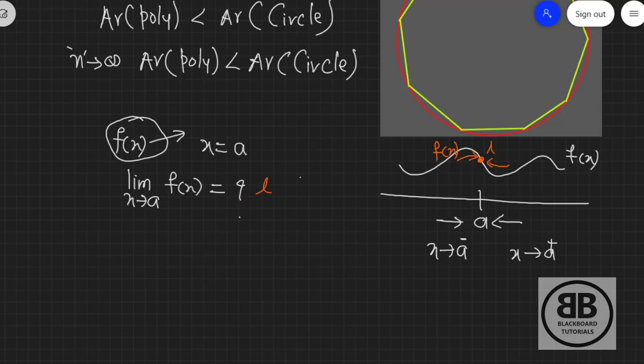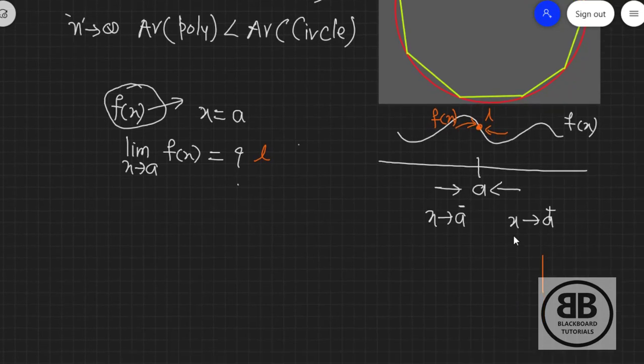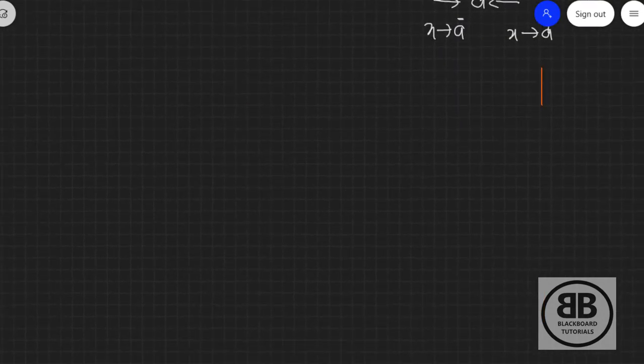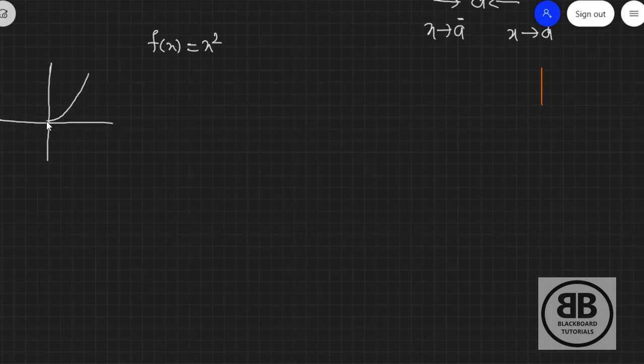Again, we know a very famous example of a function. Suppose f of x is equal to x square, that is the square function. We know the graph of the square function is like this. So this is the function f of x is equal to x square. And suppose you are asked to find the limit of this function at x is equal to 0.